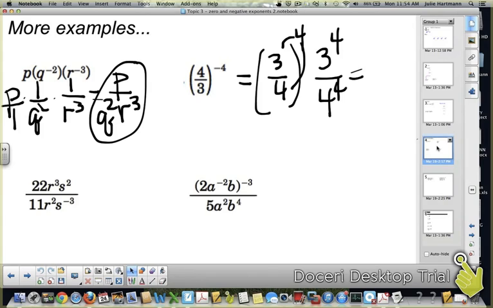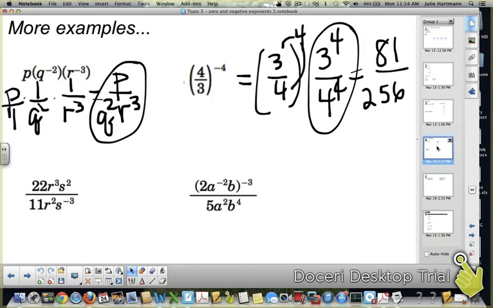You can write it 3 to the 4th is 81. 4 to the 4th, I believe, is 256. So you can write it like that, but leaving it 3 to the 4th and 4 to the 4th is fine. Okay. The next one, we need to do some simplifying here.